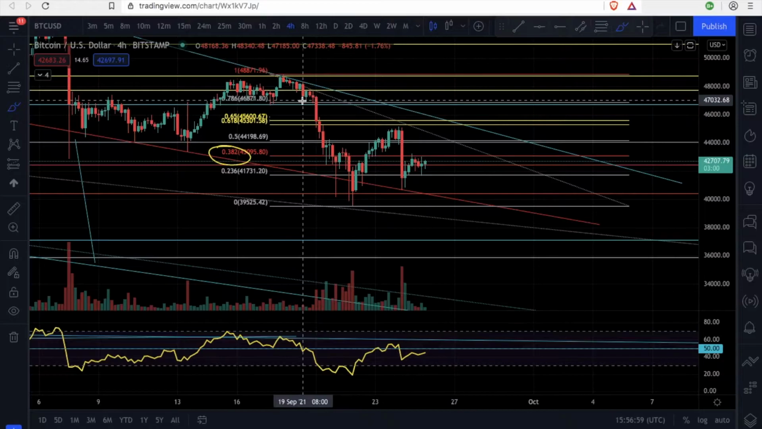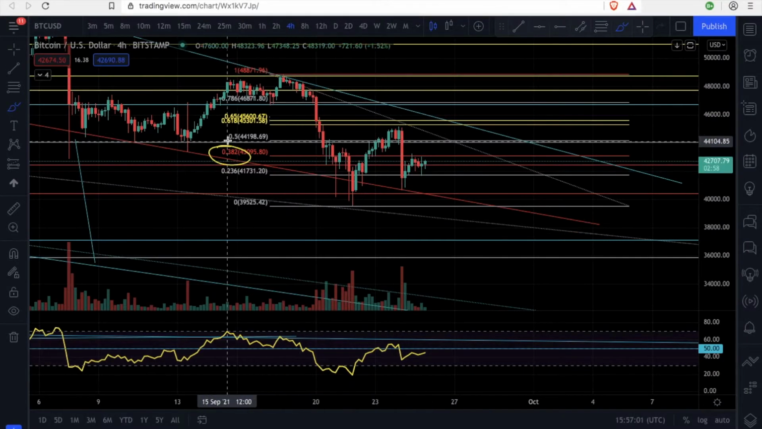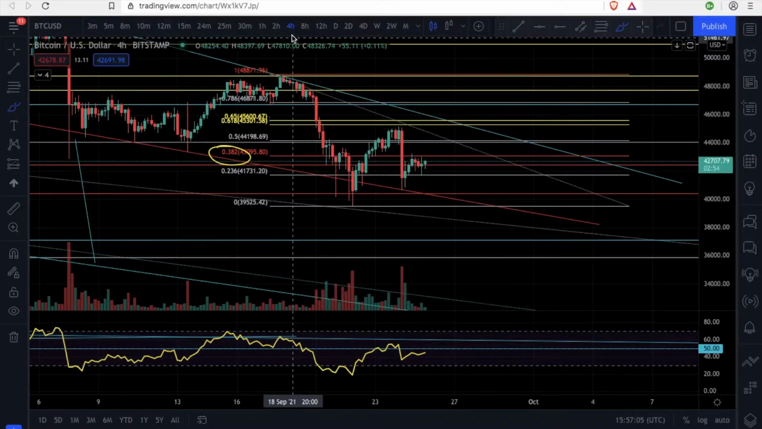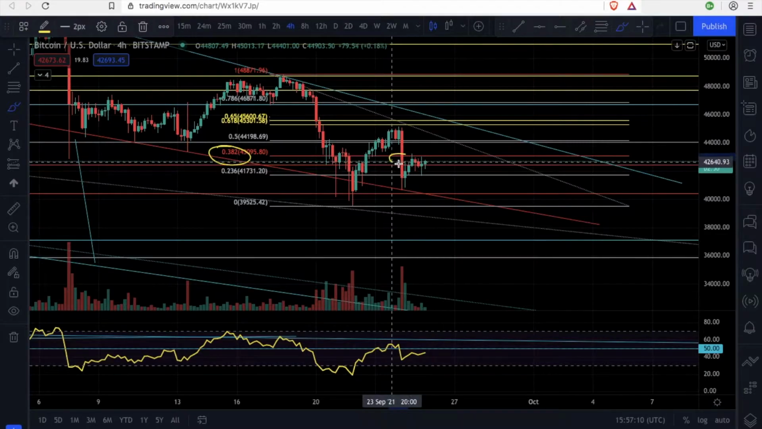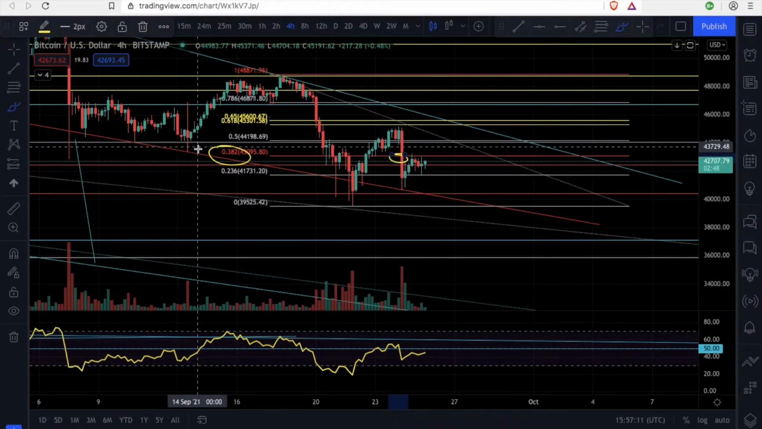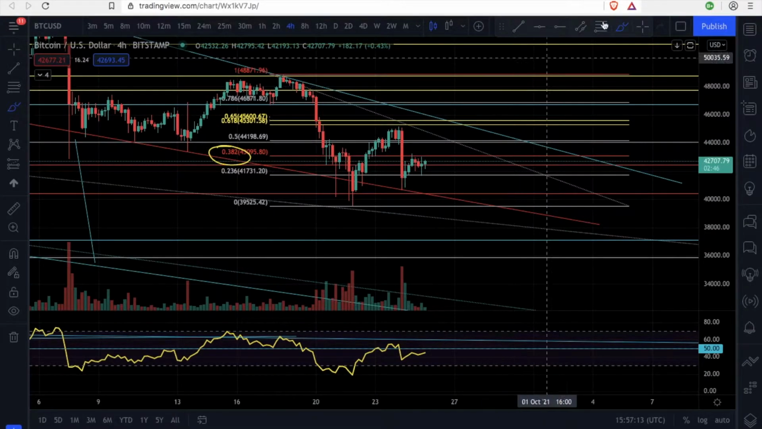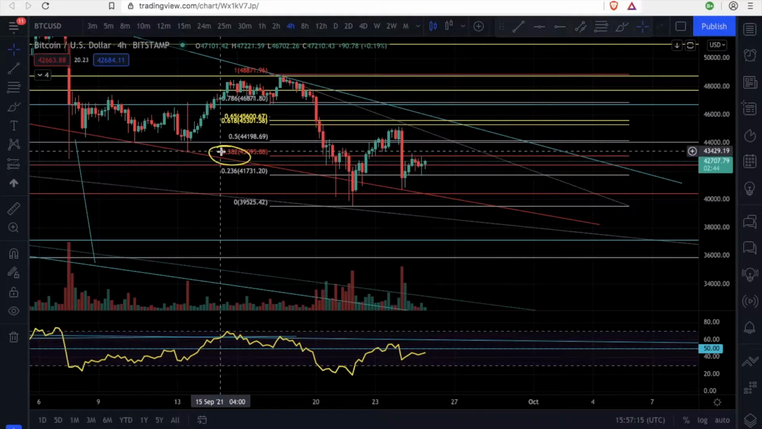And also, not only the 1-hour body candle close below this 0.382 Fibonacci retracement, but also a 4-hour body candle close below this 0.382 Fibonacci retracement, and that's a very determining scenario for this dead cat bounce scenario to happen.